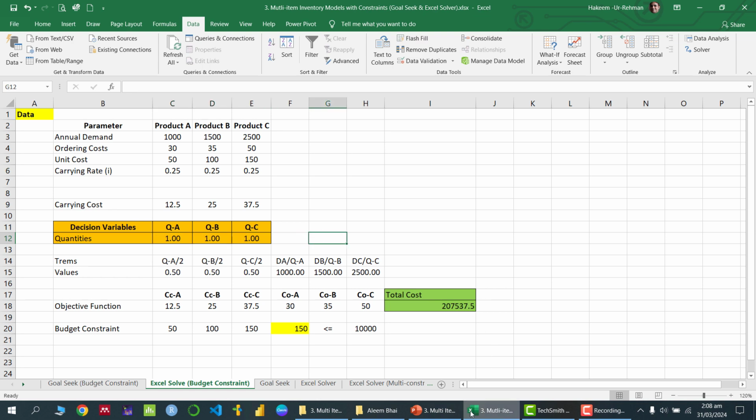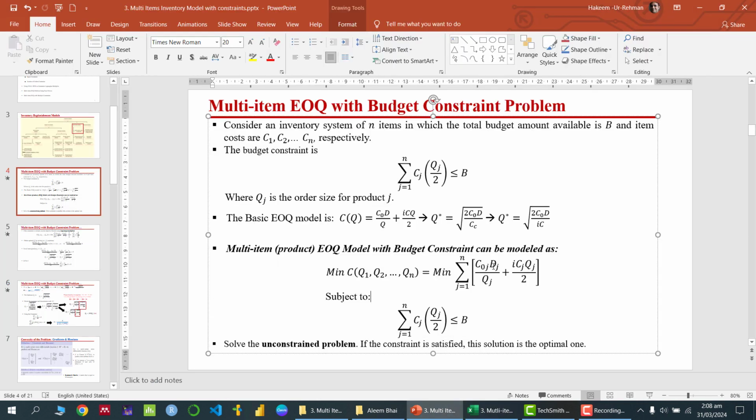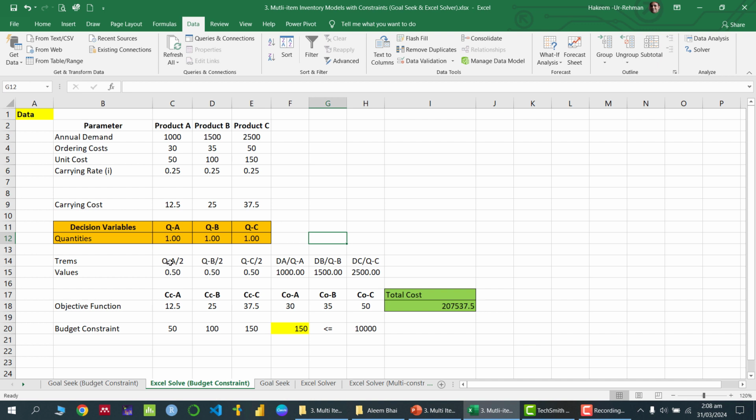For that I needed the ordering cost as well as the average carrying cost. First of all, I'm going to find out the average inventory, which is Q by 2, for all the products. So I have considered the average inventory of product A, average inventory of product B, and average inventory of product C. How can you do that? Simply equal to this divided by 2. Similarly, this is going to be this divided by 2, and this is going to be this divided by 2.